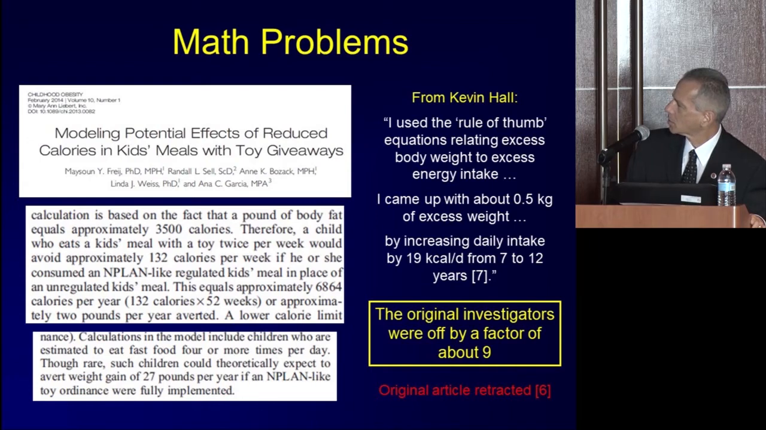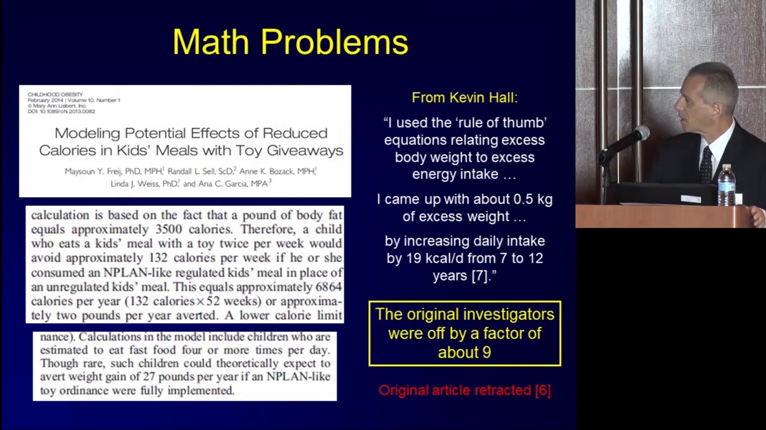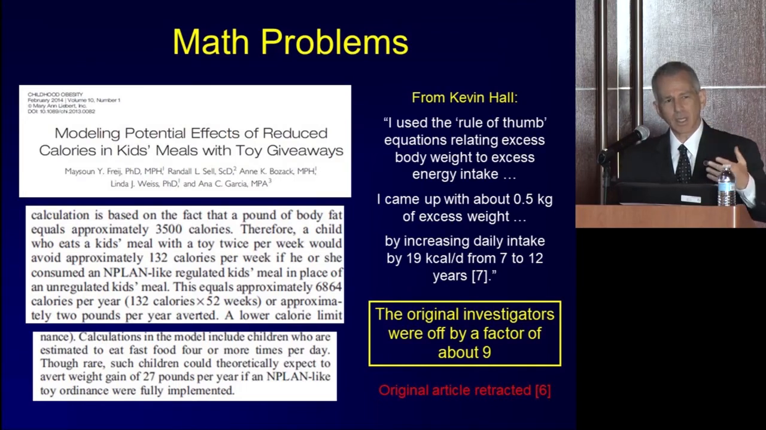Then I read this one. Calculations in the model include children who are estimated to eat fast food 4 or more times per day. Really? 28 meals a week? I could maybe do 1 week, but week after week, a kid eats 28 meals or more per week. Though rare, such children could theoretically expect to avert a weight gain of 27 pounds per year. Now I'm thinking, is the kid not even going to grow? Does a kid grow 27 pounds in a year? Have you ever seen a kid? Have you ever been a kid?